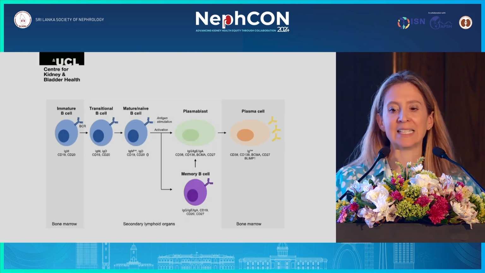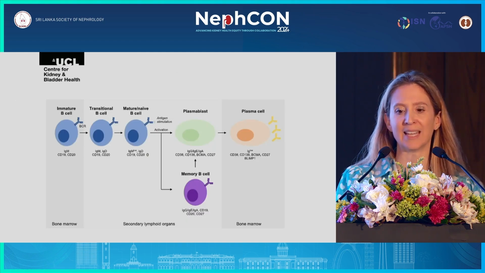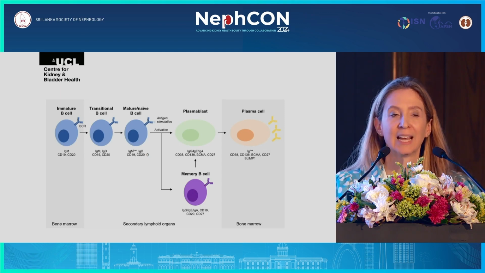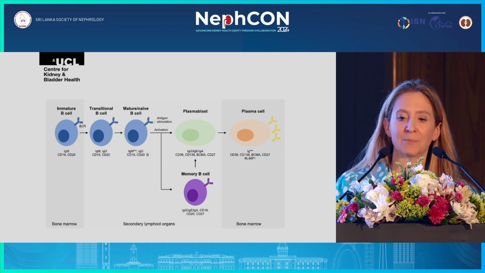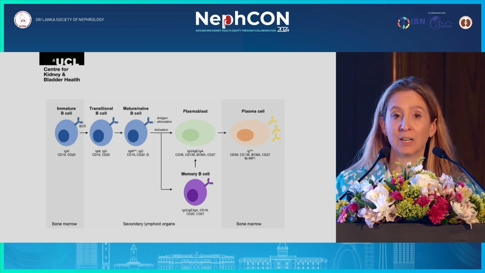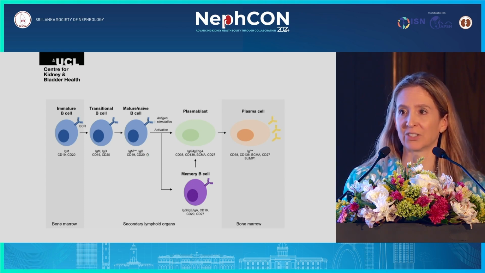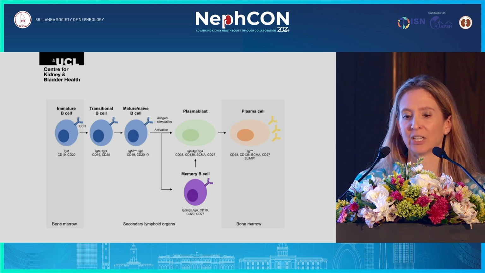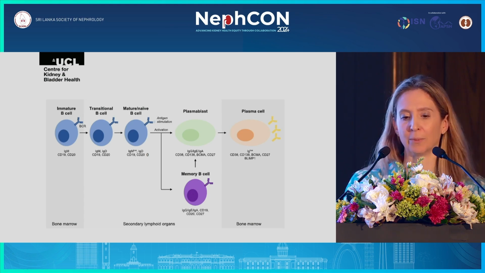Here you can see that CD20 is expressed on the immature B cell all the way through to the memory B cell. As the plasmablast develops, the plasma cell loses CD20, and instead there's the emergence of plasma cell markers such as CD38 and BCMA, B cell maturation antigen, which are the targets in myeloma treatment.